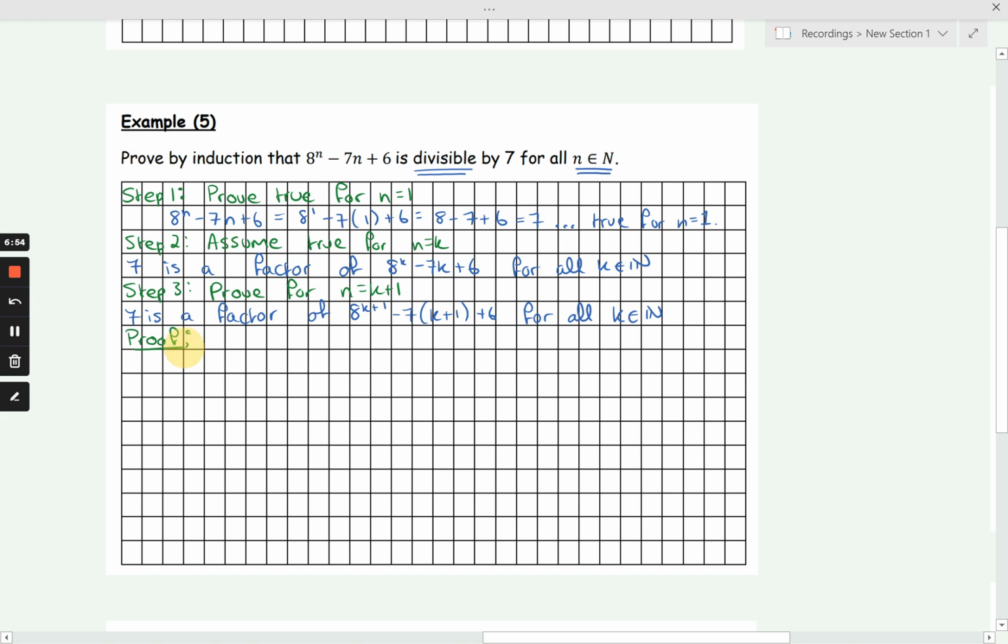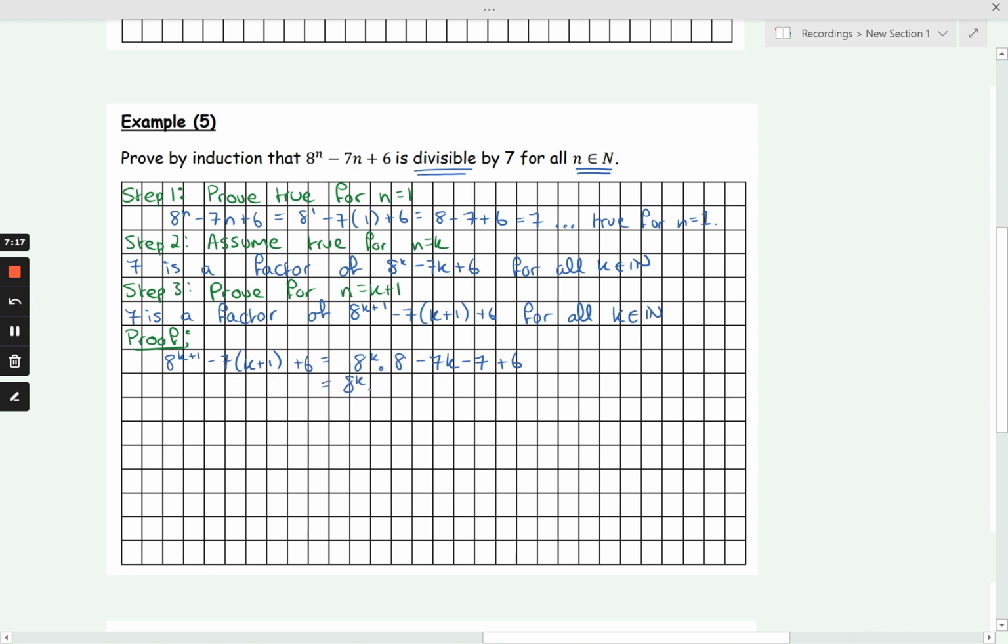So in this one here, I'm going to have 8 to the power of k plus 1 minus 7 by k plus 1 plus 6. Well, 8 to the power of k plus 1 by our laws of indices is the same as having 8 to the power of k by 8. Minus 7 by k gives me minus 7k. Minus 7 by 1 gives me minus 7 plus 6.